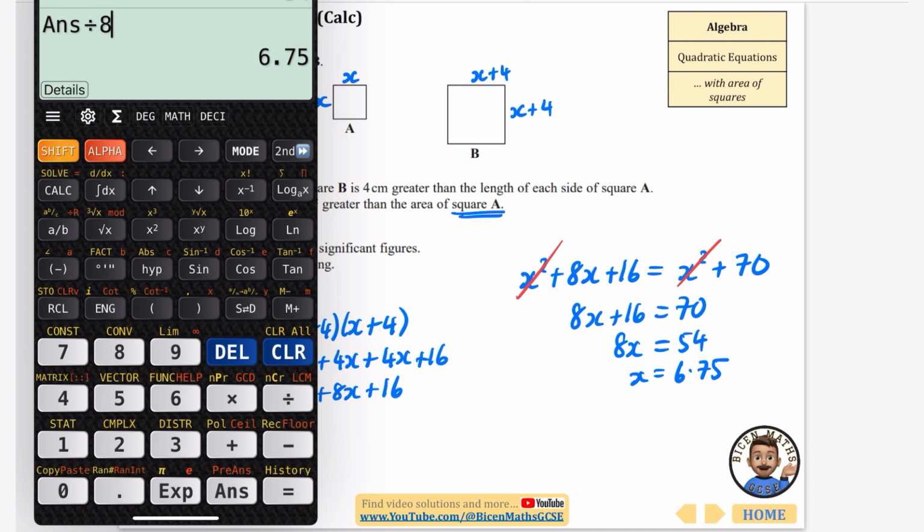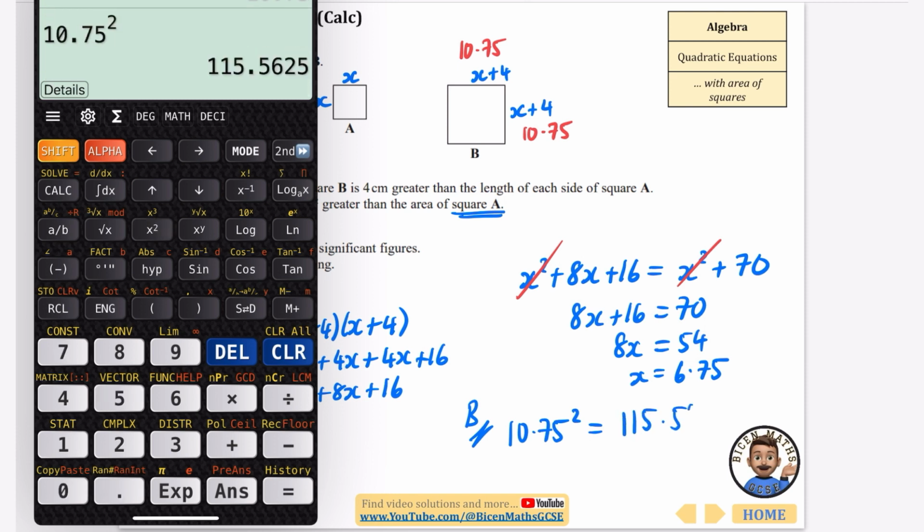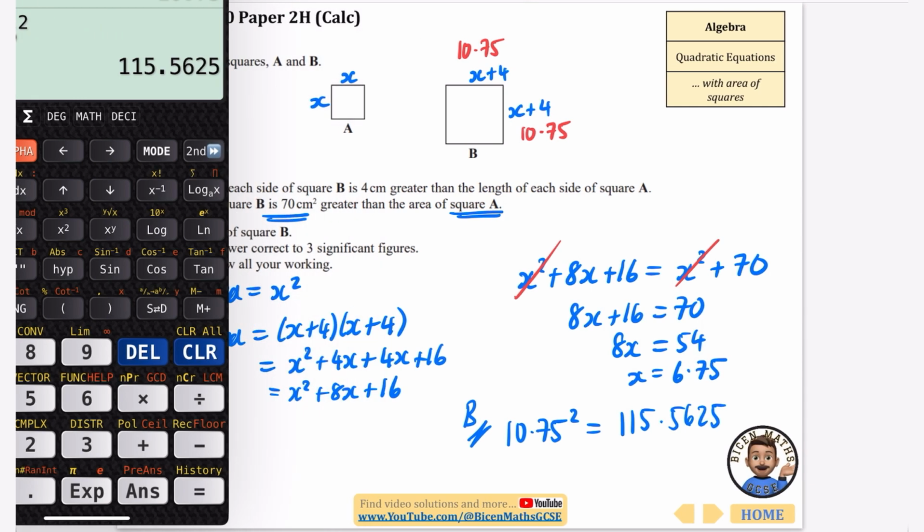Now all I need to do is find out the area of B. Well, it is 6.75 plus 4 times 6.75 plus 4. So if I just quickly think about what it would be at the top, if I add 4 to that, that must mean it's a 10.75 here and a 10.75 here. So the area of B is 10.75 times 10.75, or 10.75 squared. And 10.75 squared is 115.5625.